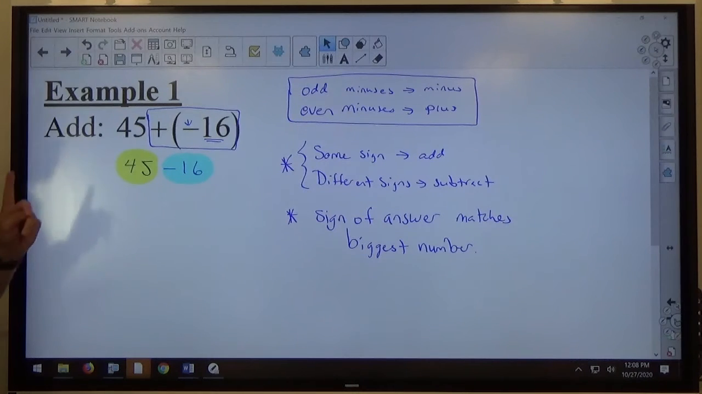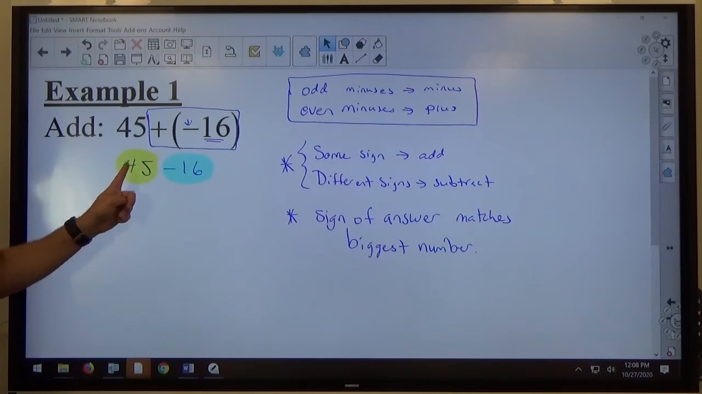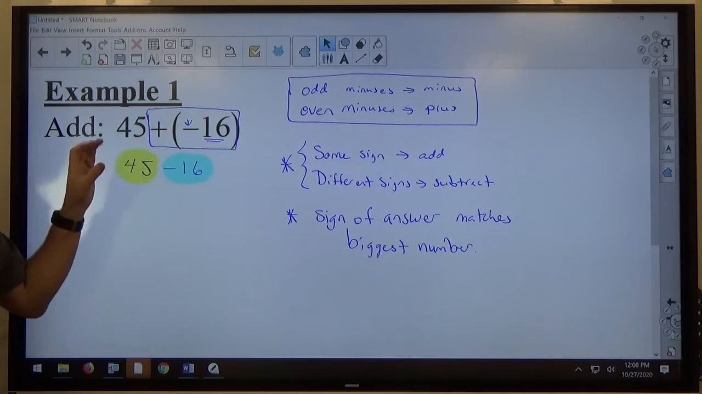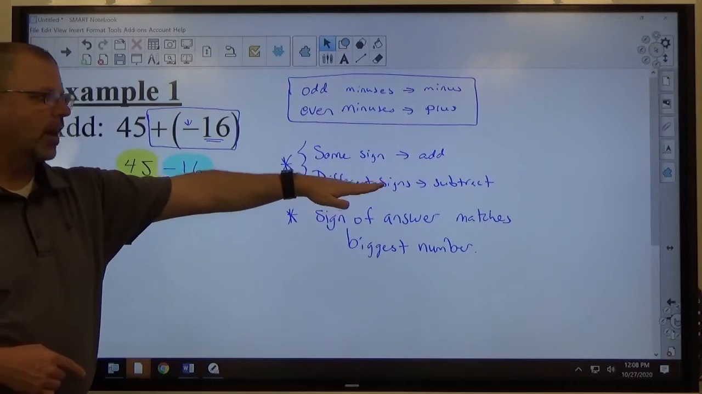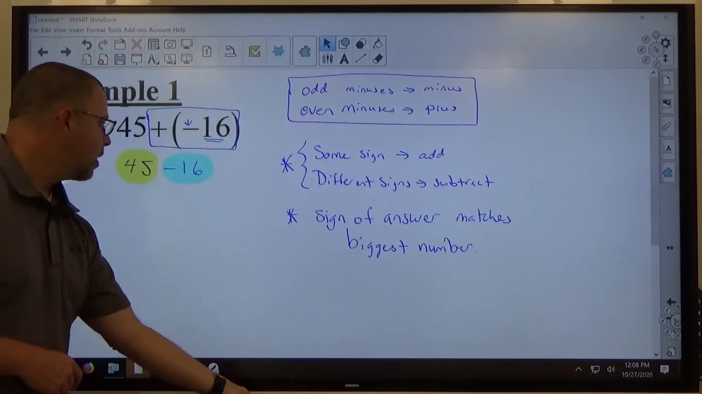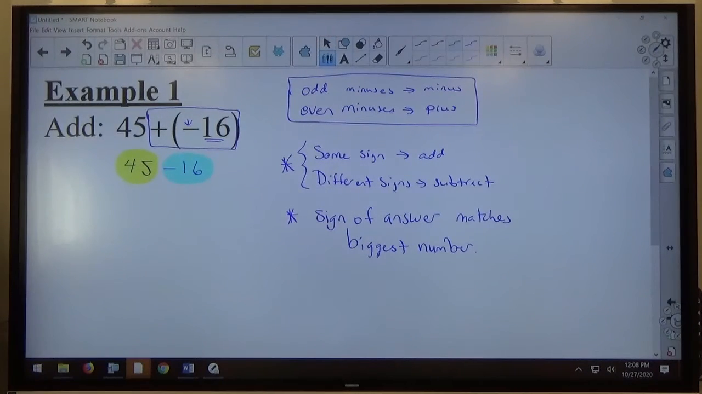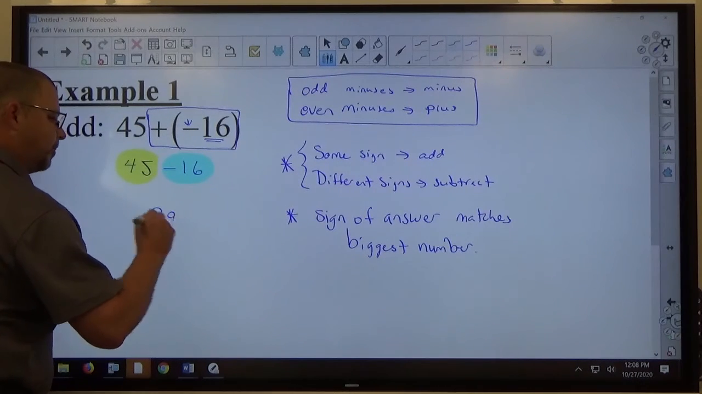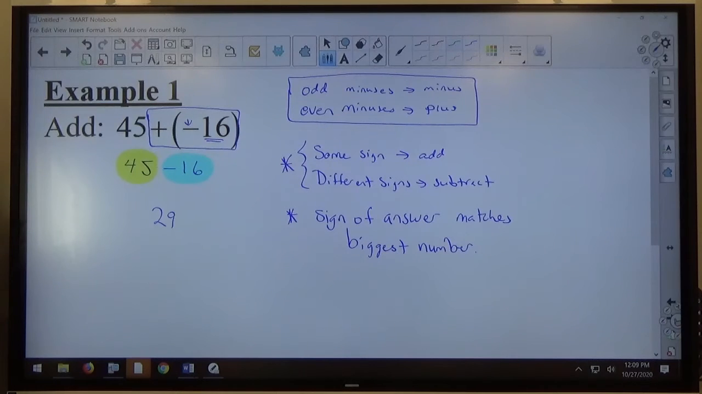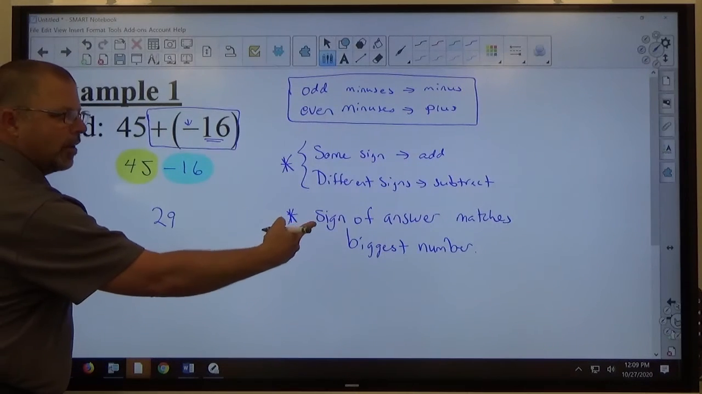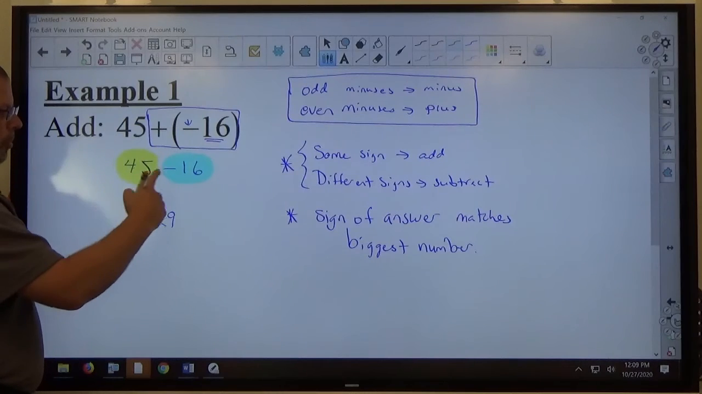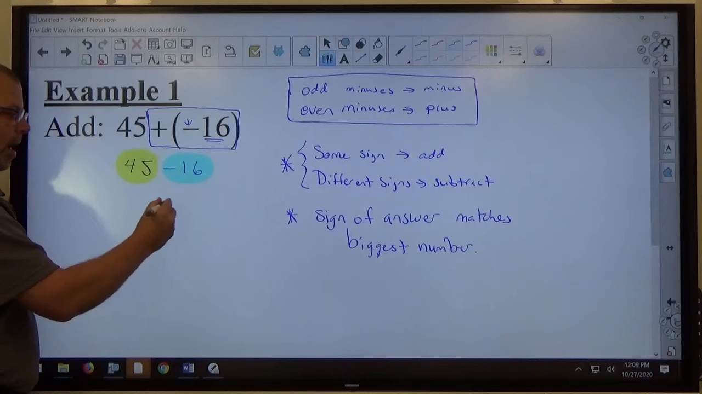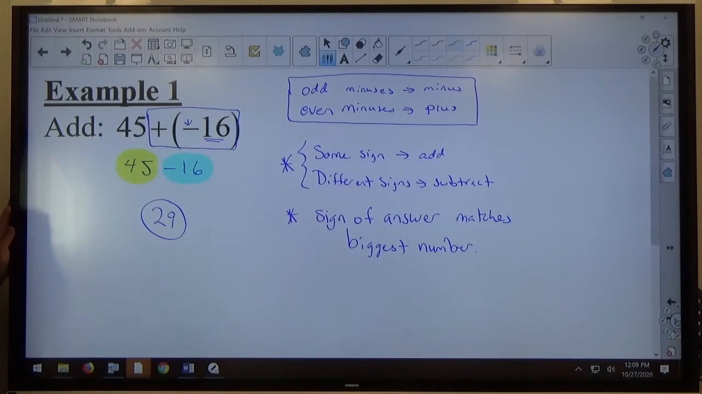Notice 45 is positive 45, 16 is negative 16. A minus sign is going to act like a negative. So this is a positive and a negative. We have different signs, which tells me to subtract the numbers. When I subtract, subtraction is what it always has been, big minus small. 45 minus 16 makes 29. Then the sign of the answer should match the bigger number. Which number is bigger, 45 or 16? 45. And 45 is positive, so 29 is positive. That's the correct answer to that problem.